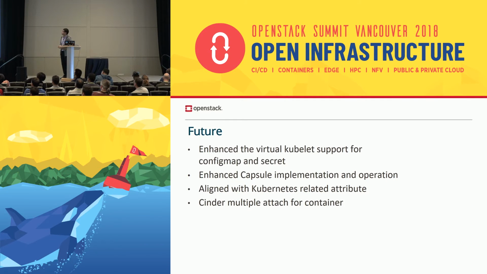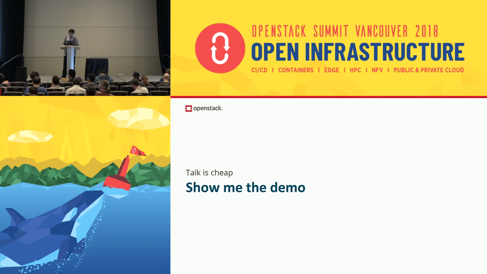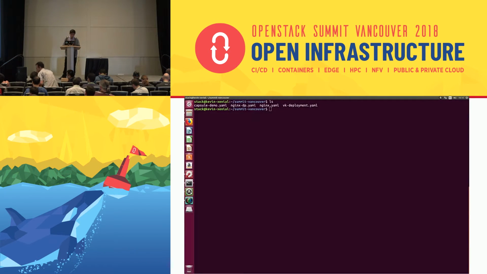So in the future, what should we do? We need to do several other functions. First, enhance the virtual kubelet support for config map and secret. Besides, we need to enhance the capsule implementation and operations. We see that we are lacking a capsule upgrade. Besides, we will align the Kubernetes-related attributes from capsule to pod. And for Zun, we also need to implement Cinder multi-attach for containers. In the last part, I have a demo.